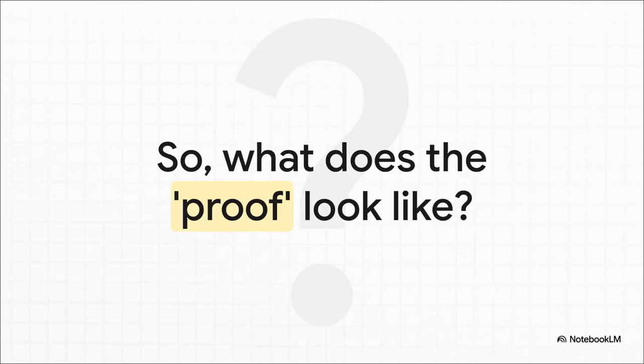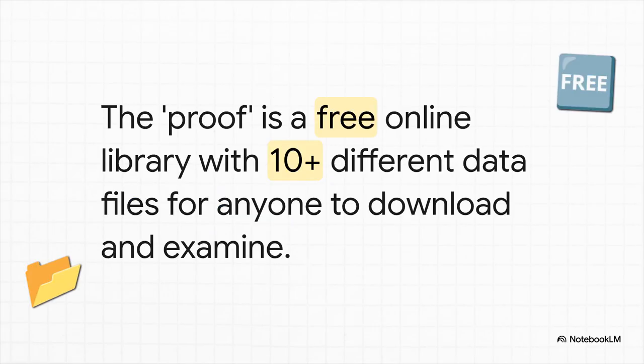And that's really the million-dollar question for something like this. I mean, what does the proof even look like? Is it a dense academic paper, a book, or something else? Well, what's interesting is that the so-called proof isn't just one single document. Nope. It's an entire online library, a collection of more than 10 different data files. And get this, they're totally free for anyone to just download and check out for themselves. This is where they lay it all out.